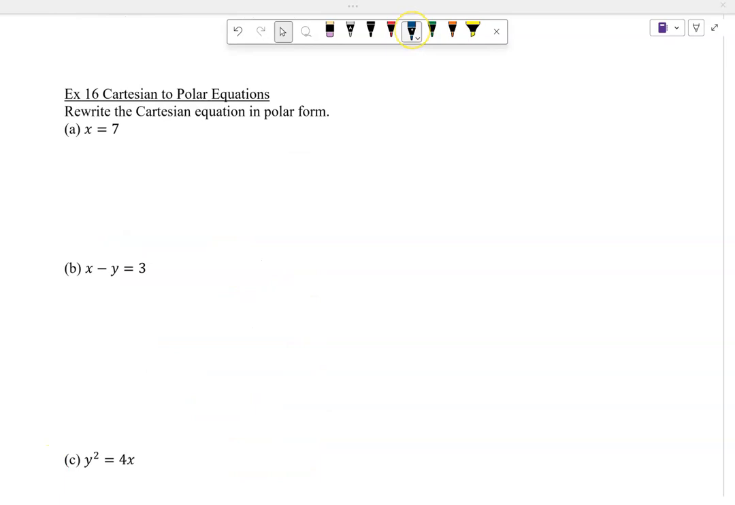We know x equals 7. If we're converting to polar, we know x is r cosine theta. Solve for r, 7 over cosine, so 7 secant theta. Again, this is a vertical line.